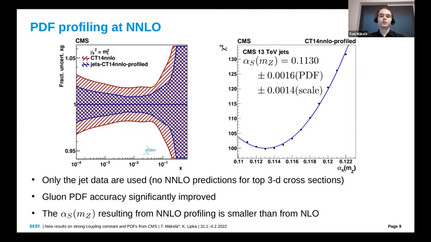And also doing this at NNLO, the interesting thing to see is that only the jet data at NNLO would lead to a much smaller alpha S in profiling, whereas the improvement in the gluon PDF uncertainty, as you see on the left, is very similar to the NLO case.